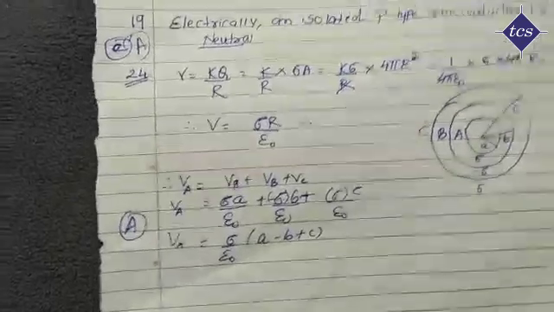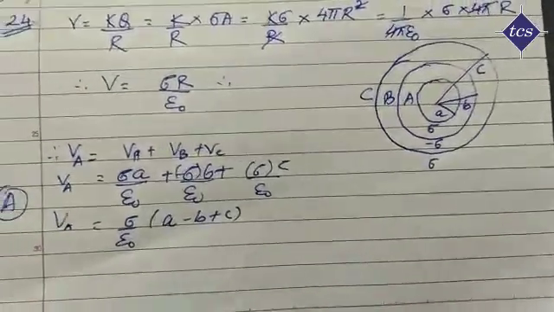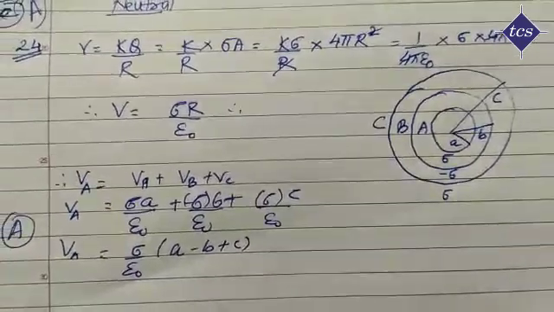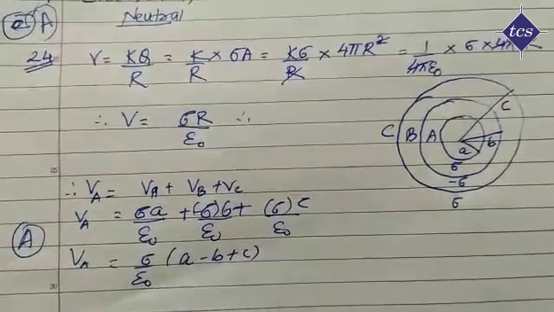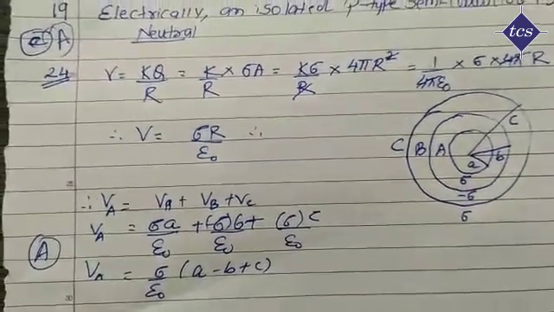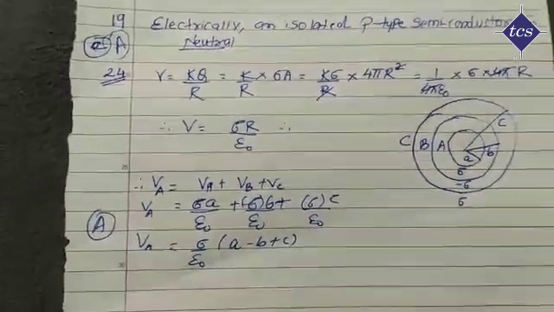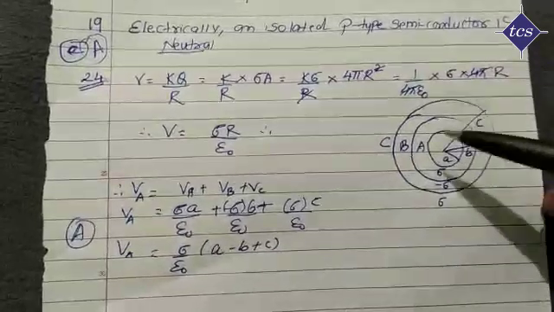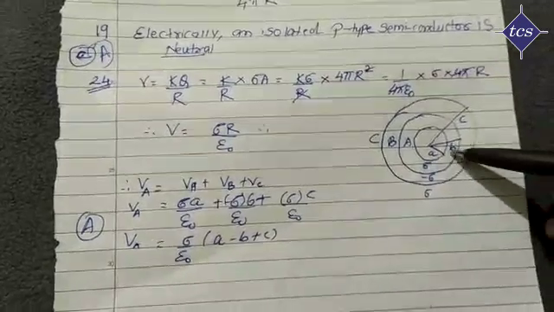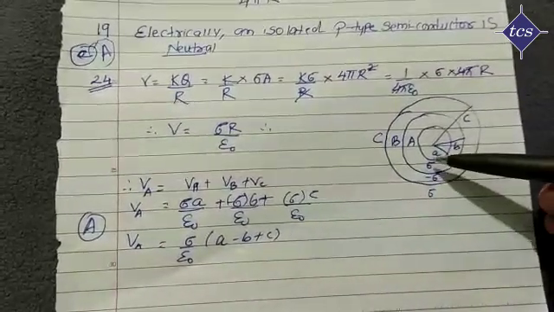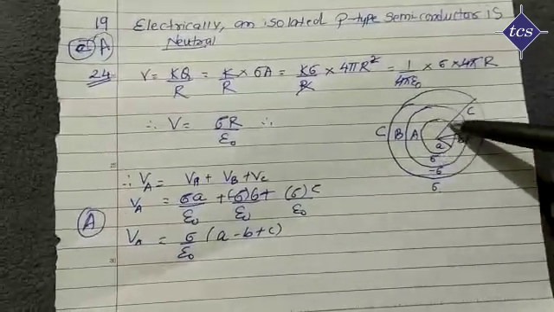Next we'll proceed with the 24th question. It is given that consider three concentric shells A, B and C having radii small a, small b and small c respectively. Their surface charge densities are plus sigma, minus sigma, plus sigma respectively. Calculate the electric potential on the surface of shell A. So there are three concentric shells A, B and C with radii a, b, c, and with surface charge densities plus sigma, minus sigma, plus sigma. We want to find out the electric potential on shell A.